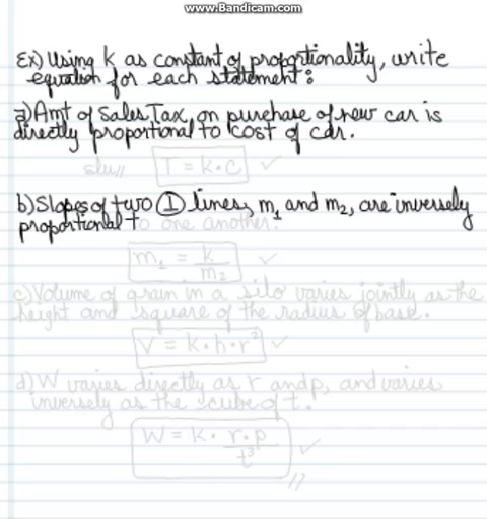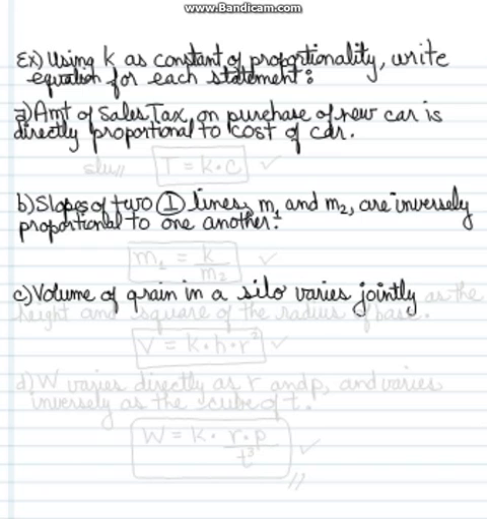And then we go down to C. We're going to write an equation for the volume of grain in a grain silo. It's varying jointly as the height and the square of the radius of the base. Varying jointly as the height of the silo and the square of the radius of the base of the silo.